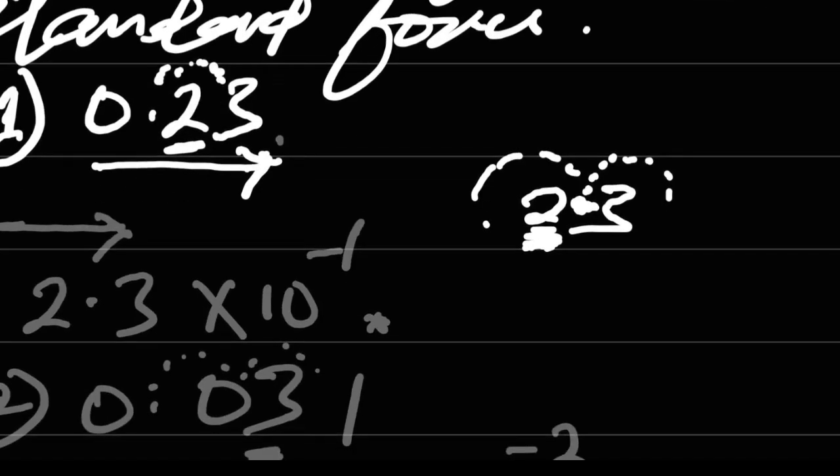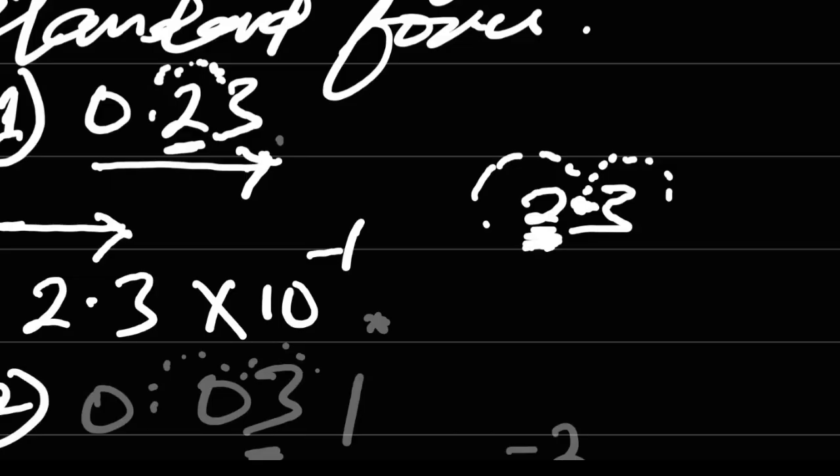So our answer will be 2.3 times 10 raised to the power of minus 1. Minus 1 because it is a small number. We are moving in this direction. If you are moving in this direction, the power will be carrying minus. That's 2.3 times 10 raised to the power of minus 1.